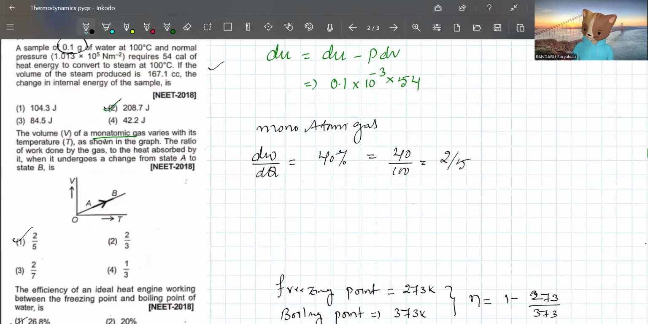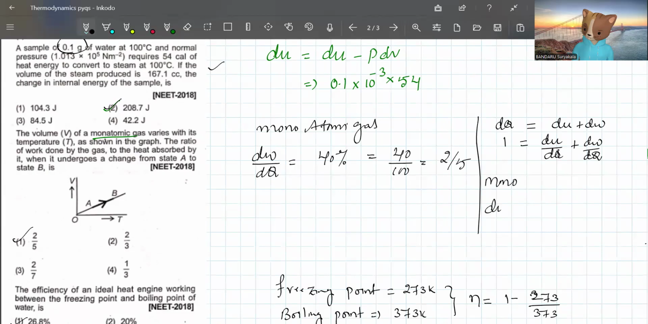Next, see the given graph, a volume and temperature graph they gave. The given gas is a monoatomic gas. I will give a small table here. dQ equals, we have the formula, dU plus dW. So that is equal to dU by dQ plus dW by dQ. So they ask percentage, if you take monoatomic, diatomic and triatomic. For monoatomic, dU is how much? dW is how much?